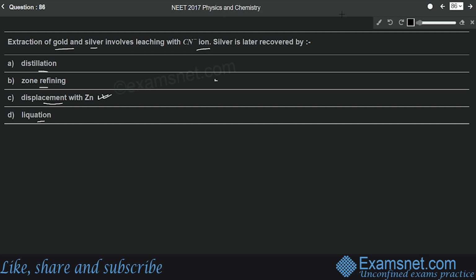So let's see how this is done. Suppose we have to extract silver. So we'll have the compound that contains silver, then it will be made to react with the cyanide ion. Basically we use sodium cyanide. So what will be formed? A water soluble complex will be formed which will contain Ag(CN)2 minus ion. And then this will be made to react with zinc.